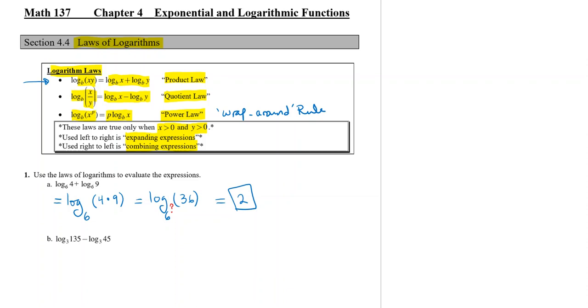In the next one, we are subtracting two logarithms that have the same base. So I can use the second property, the quotient law, but we're using it right to left. We have the difference between the two logs. So we write it as one log, same base, and then we divide the first argument by the second argument. 135 divided by 45 is 3, so this becomes log base 3 of 3. And 3 to what power gives you 3? The answer is 1. So that's one way you can use these properties.